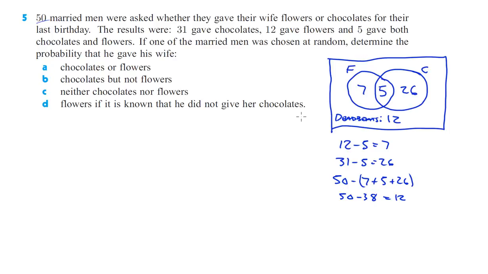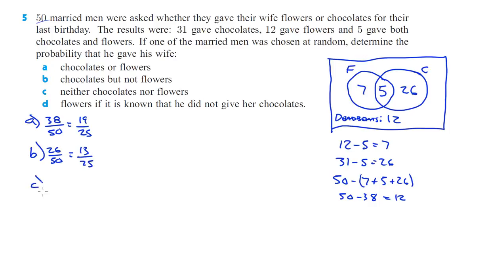Okay? So now that we have that, find the probability that he gave his wife chocolates or flowers. So that would be all of these. That's the 38, right? So that's going to be 38 out of 50, which, if we divide both of those by 2, that's 19 out of 25, right? Okay. B, gave them chocolates but not flowers. So here's the chocolates circle, and then here's the chocolates and flowers. So there's 26 out of the 50 gave chocolates but not flowers, right? So that's 13 out of 25.